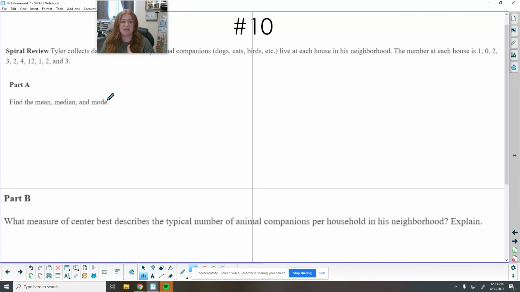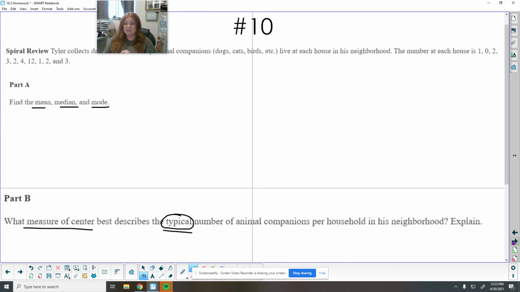So once you've found each of those, take a look and see which one do you feel like best describes. So which measures of center are mean, median, and mode. Which one describes the typical, so it doesn't say all of them, it says which one describes the typical number of companions. So what is common to have in this neighborhood?